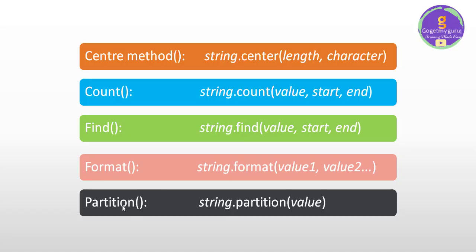So now let us discuss this partition method. The syntax we have is string.partition(value). Whatever value we give here, the string will be partitioned from this value, and it returns a tuple with 3 elements. In those 3 elements, the partition starts from the value we specify. Let's look at the example and understand.